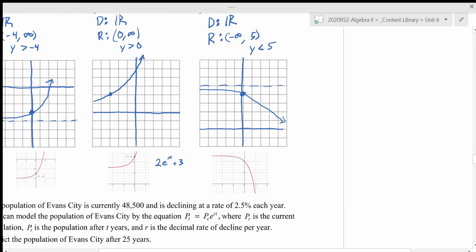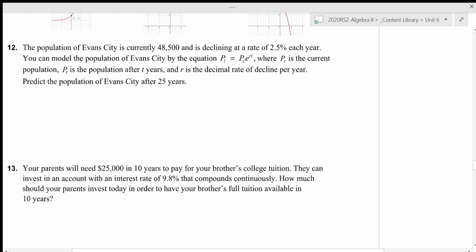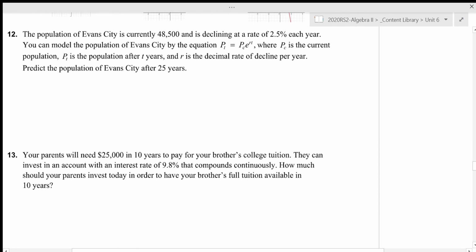Alright, that's really all I'm expecting for you guys as far as graphing by hand goes. So let's look at some more interesting stuff. Population decline and money, right? It's all about the money. That's what we're here to learn, right?